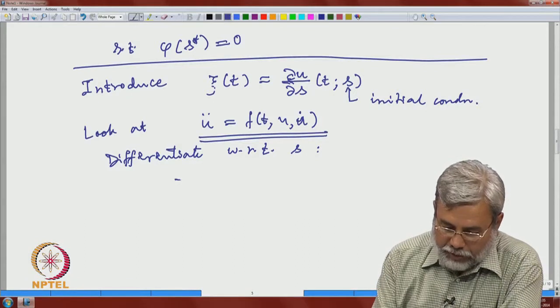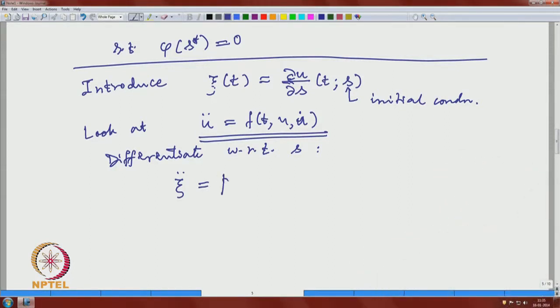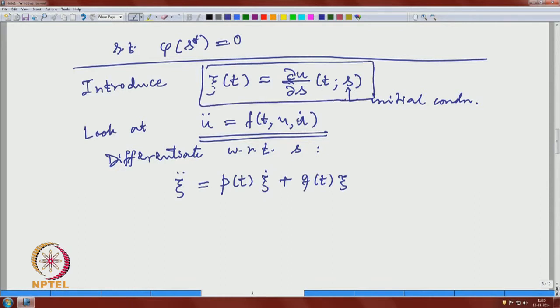If you do that, then we get j double dot equal to p(t) j dot plus q(t) j. Remember, this j is the derivative of the solution of the initial value problem with respect to s. So, what is p? p(t) comes from differentiating the right hand side with respect to s, using implicit differentiation. So, this is what you get: d f by d u dot. Now let me write it once, then it is understood.